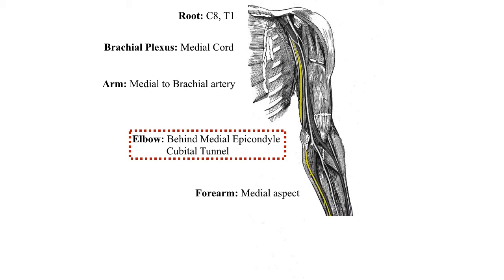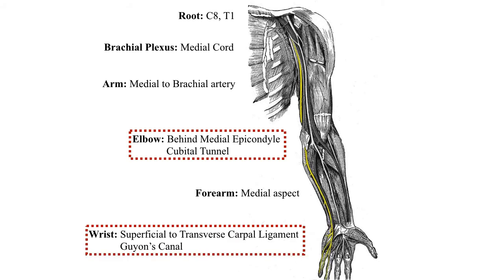In the forearm, again, it passes along the medial side of the forearm, and finally it enters the hand superficial to the transverse carpal ligament through the Guyon's canal. As we have all discussed previously, median nerve passes underneath the transverse carpal ligament, causing carpal tunnel syndrome, whereas ulnar nerve passes superficial to the transverse carpal ligament.